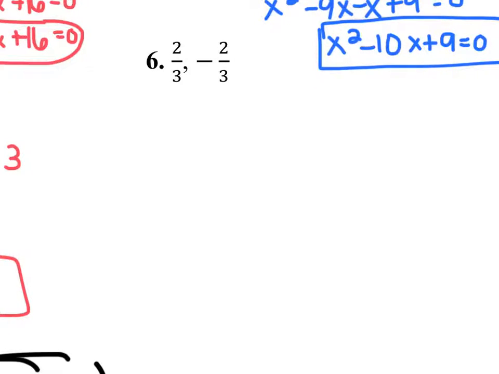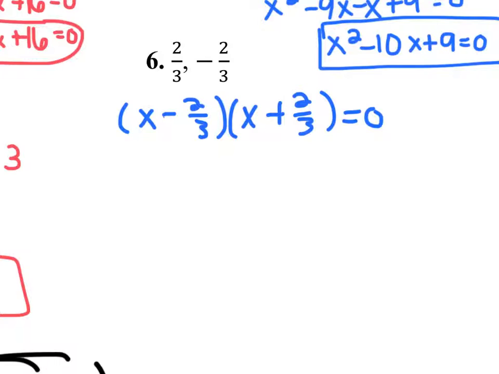So what binomial factor gives me an answer of 2/3 would be x minus 2/3. And then what would give you x equal to negative 2/3? x plus 2/3 equal to 0. So notice this is a difference of squares. Okay, so our result's going to be a difference of squares here.